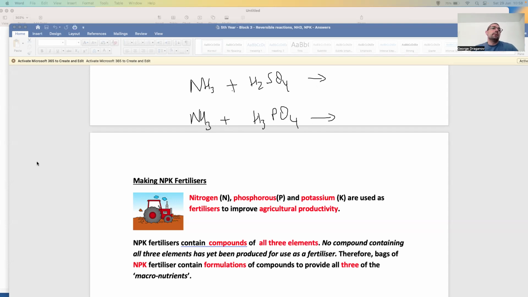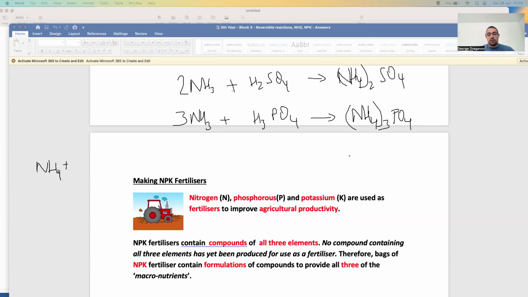Now, NH3 is ammonia and it forms the NH4 plus ion. So when that combines with SO4 2 minus, you need two of these plus ones to balance the 2 minus charge. So it will be NH4 twice, SO4 as the product, which means you'll need a 2 here to balance everything out. And for this one, it'll be NH4 3 times because PO4 is 3 minus. So we need 3 plus 1s to cancel it. So you need 3 here to balance it.